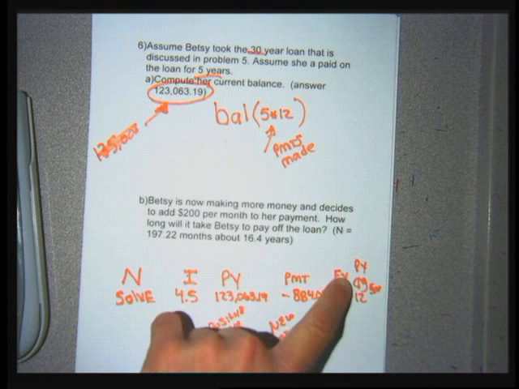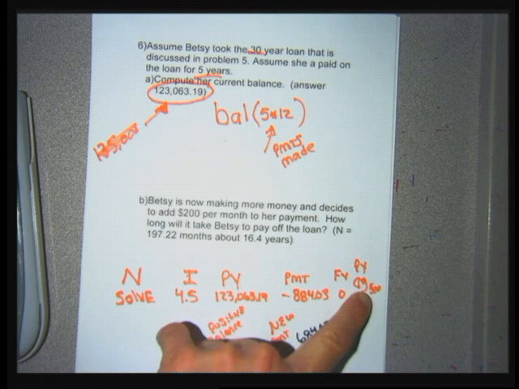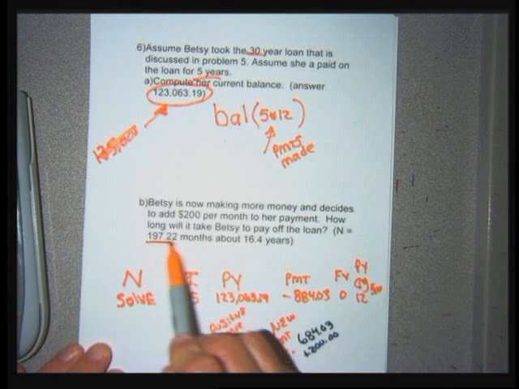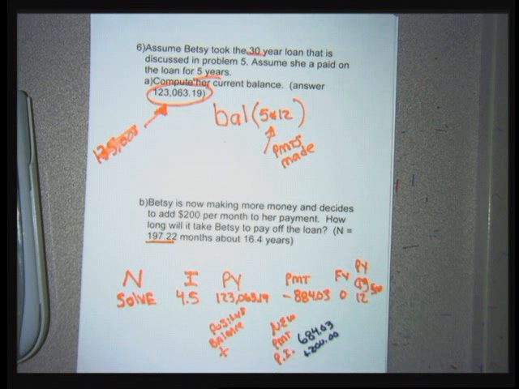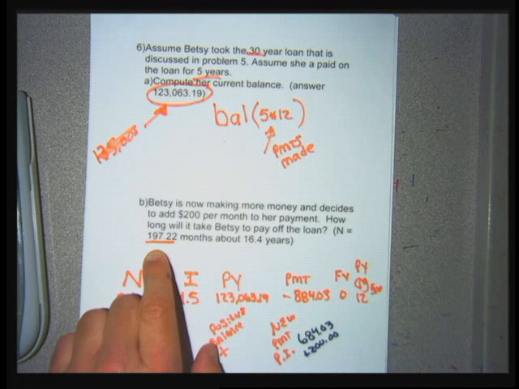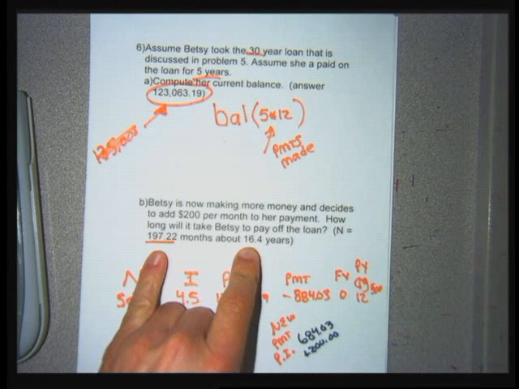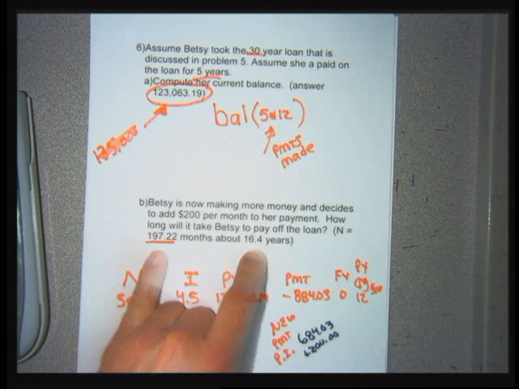PY and CY are supposed to be 12, and the payment is at the end. When I do my computation, I'm going to get 197.22. That's how many months, and I'm going to divide that by 12 to get years. On your test, I'll take either 197 months or 16.4 years.